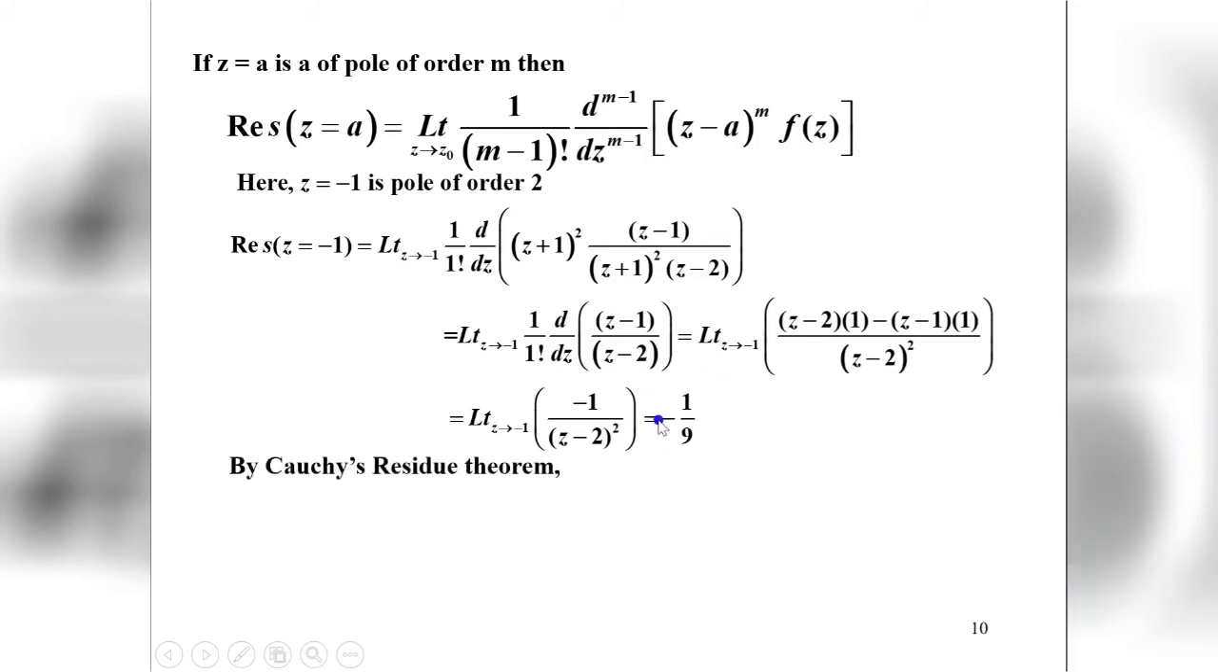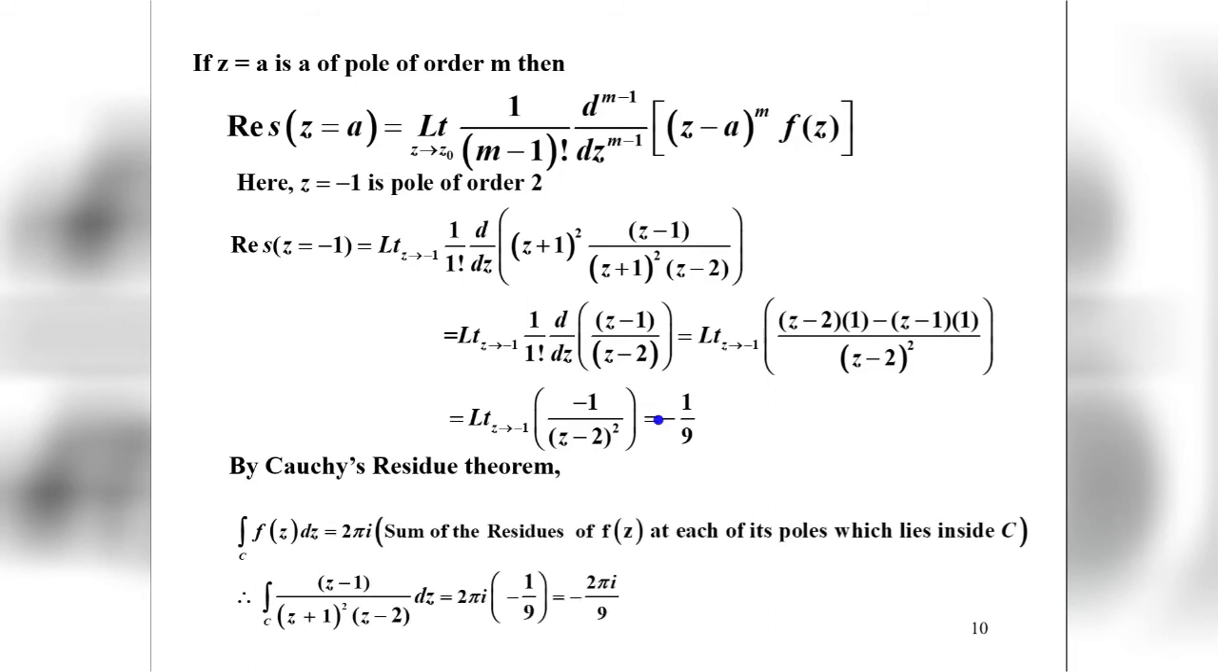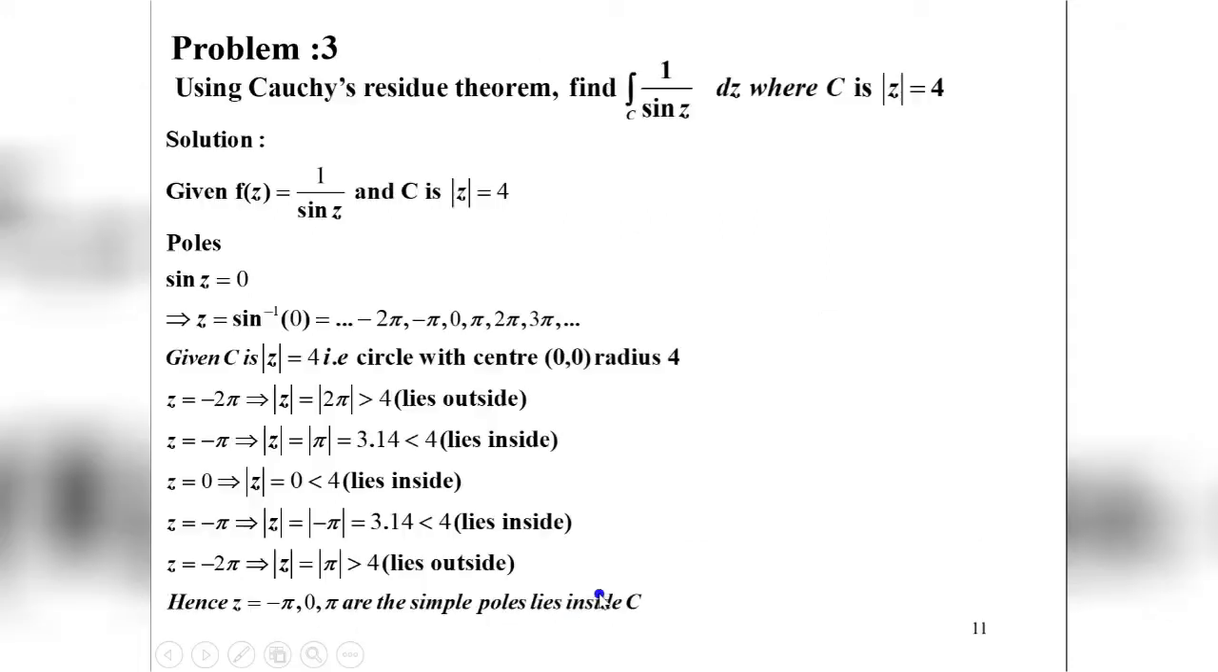And finally, we can apply the Cauchy residue theorem. It is nothing but the integral over C of f(z) dz equal to 2 pi i times the sum of the residues. So in this problem, we have only one residue. So the only residue value is -1 by 9. By substituting, we are getting the final value as -2 pi i by 9.